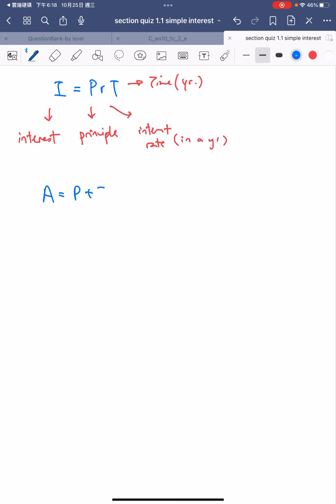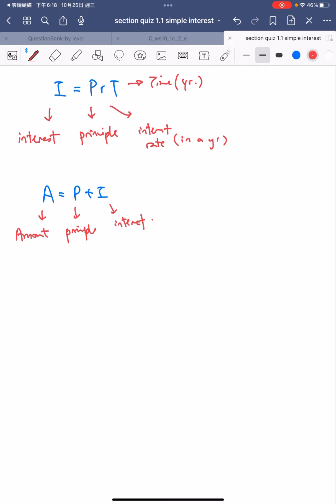Here the I is the interest, the P is the principal, the R is the interest rate, which is per year, and the T is the time. The unit is year as well. The second formula you're going to use is the amount is equal to the principal plus the interest. So A stands for the amount, P is the principal, and I is the interest.